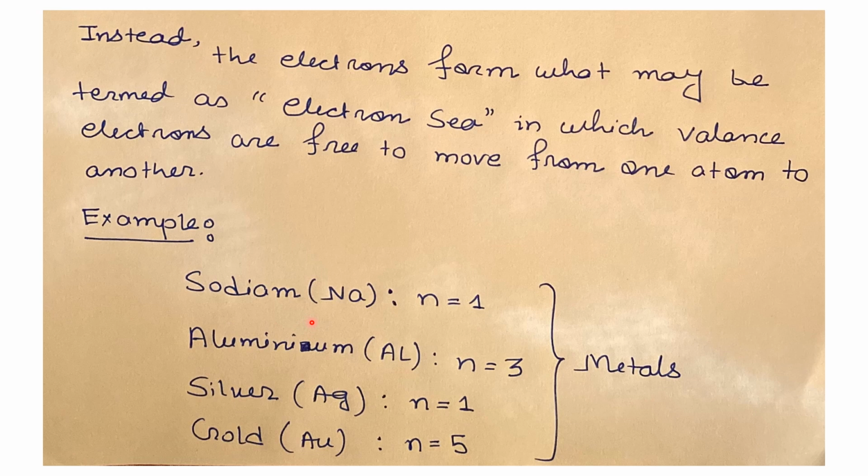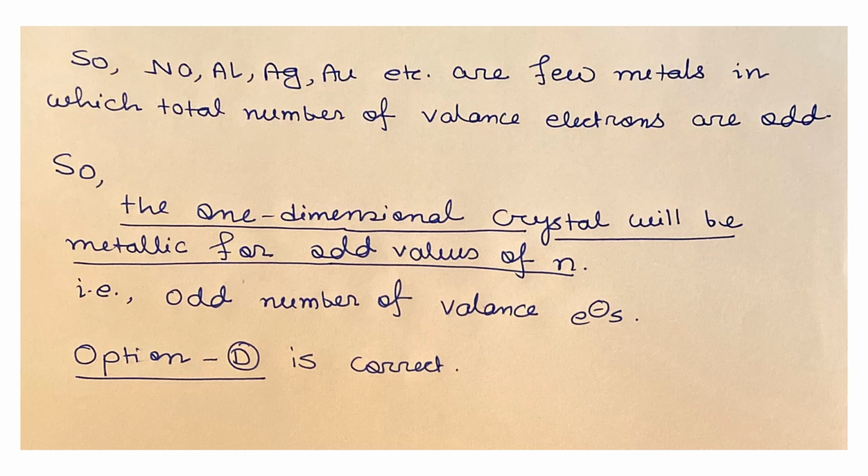Sodium, which has valence electrons n equals to 1, aluminium, which has valence electrons n equals to 3, silver, which has valence electrons n equals to 1, gold has valence electrons n equals to 5. So, all these elements are basically metals having an odd number of electrons in their valence shells. So, sodium, aluminium, silver, gold, etc. are a few metals in which the total number of valence electrons is odd.